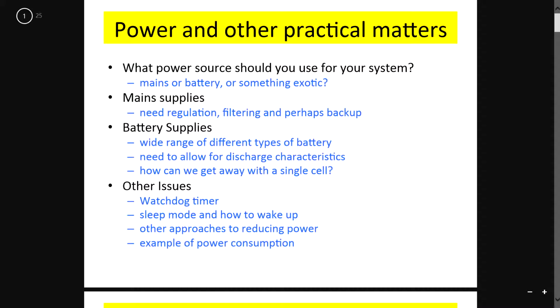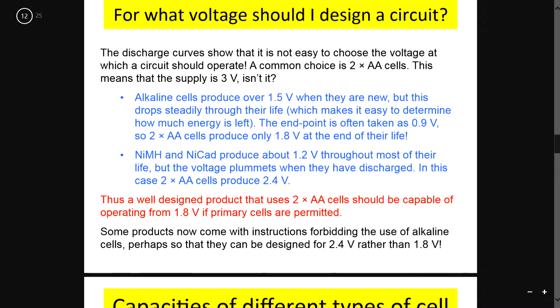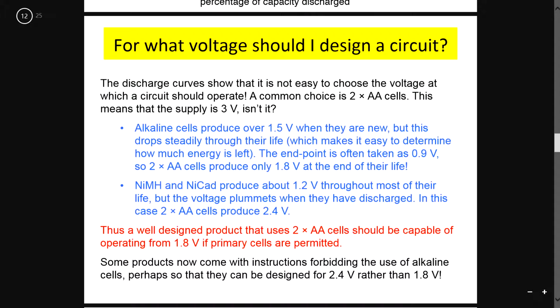Okay, now we are still talking about battery supply, but we're going to talk about the last part of the battery supply, which is about how can we get away with a single cell. What does this mean is something that is more in depth, so therefore it's also with regards to this page. For what voltage should I design a circuit?